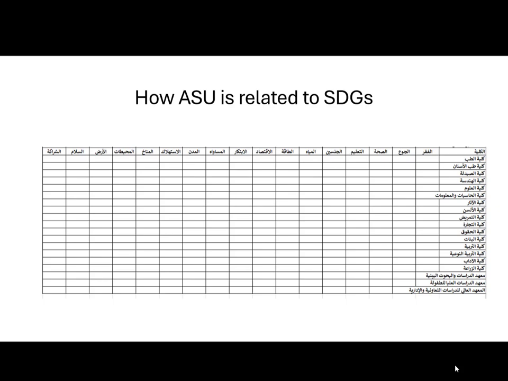Here is a different type of matrix that shows the connection between the SDGs and the different faculties and institutes at Ain Shams University, and I use this in a training course to see how faculty members in different faculties relate what they are doing in terms of teaching and research and community service that has to do with sustainable development goals.